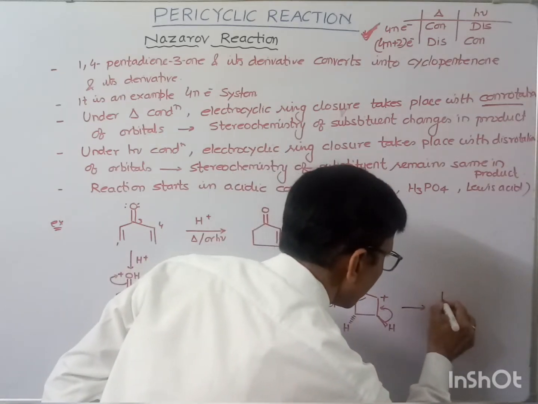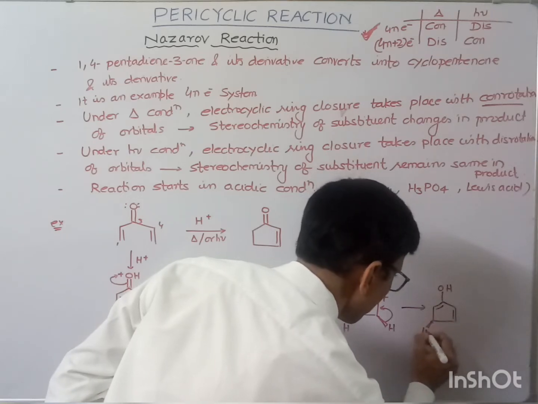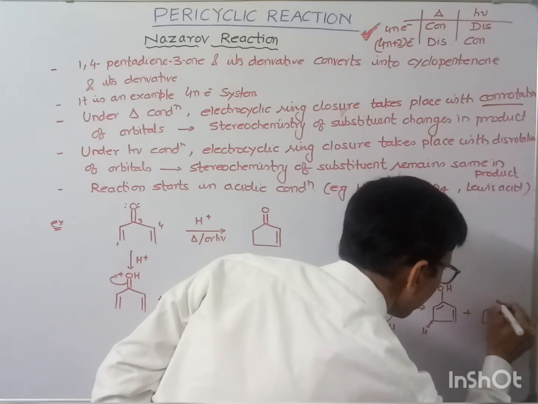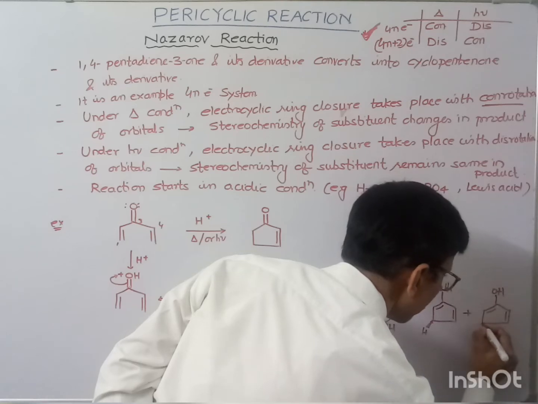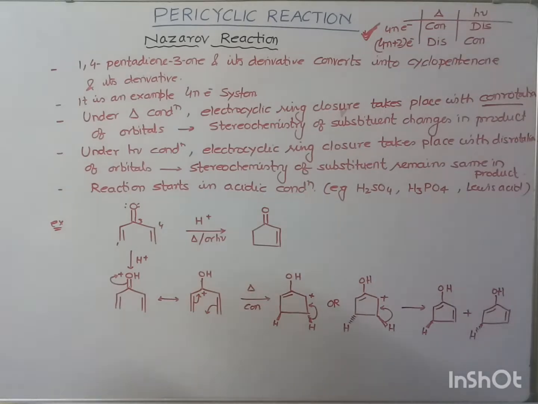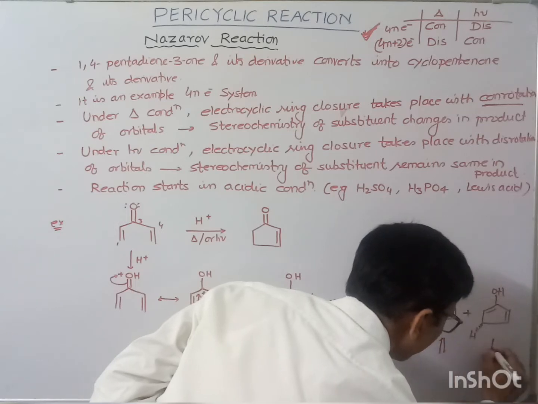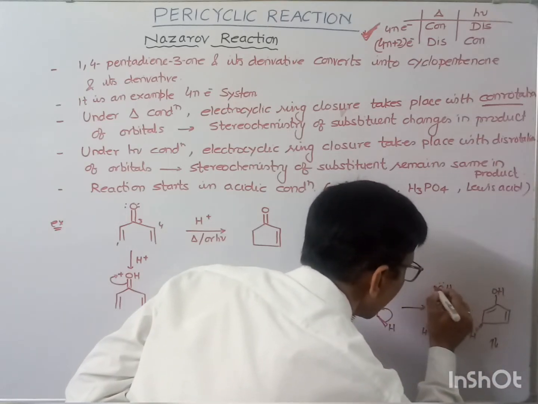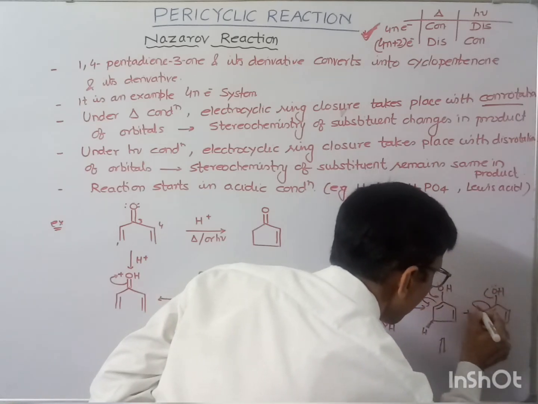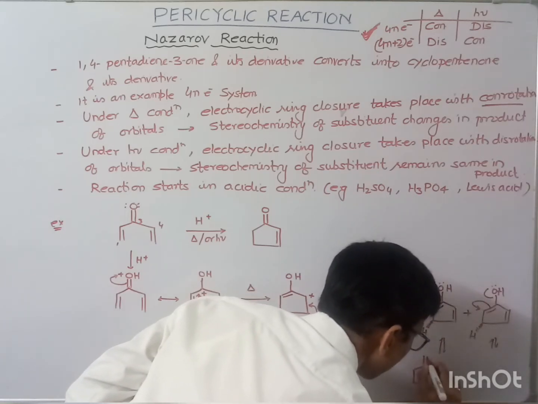Okay, so this should be the product. Now this can be written in a tautomeric form. And we get cyclopentanone.